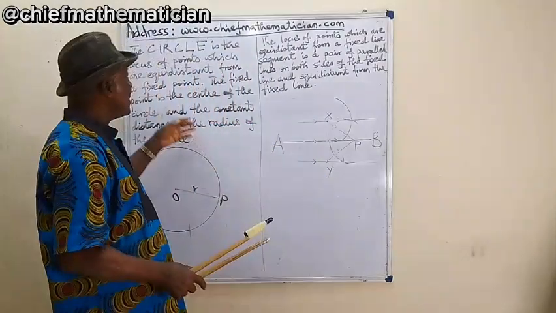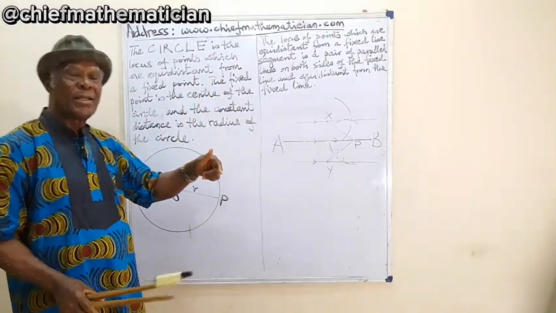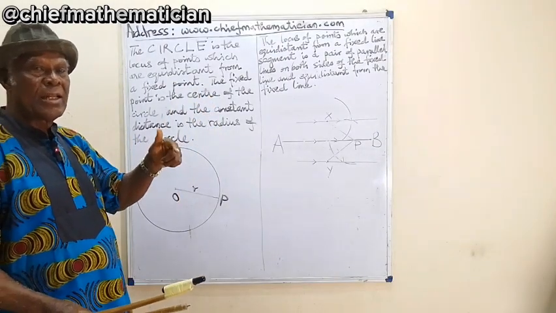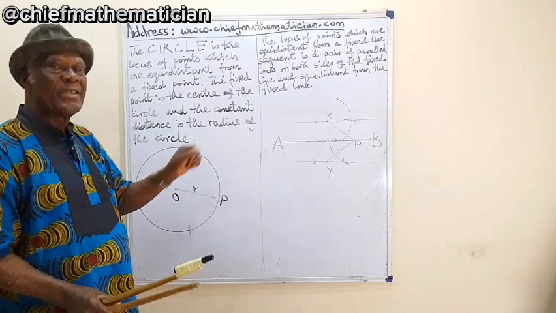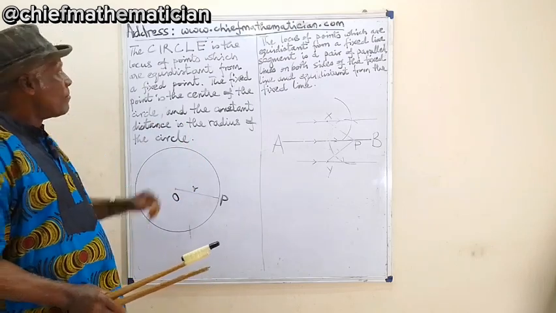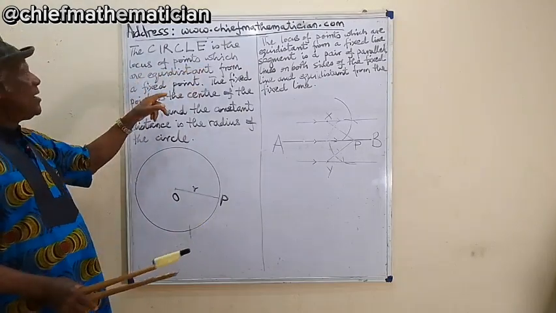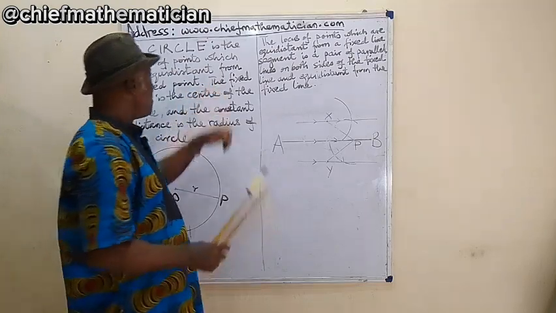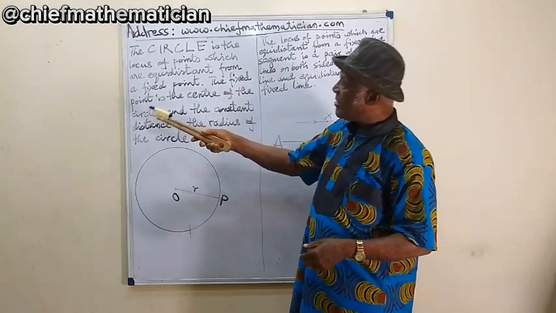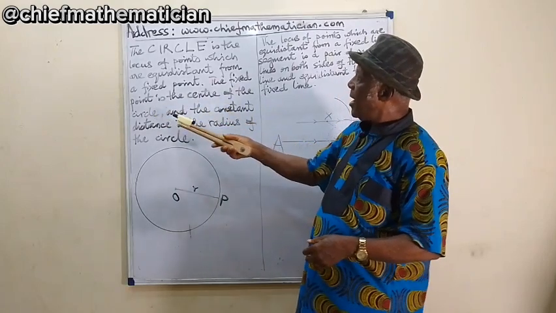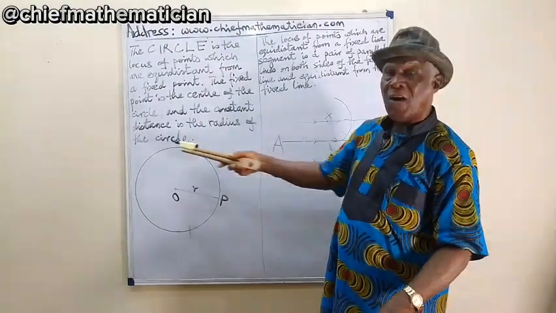The very first one is the circle. It is interesting to note that the circle is the locus of points which are equidistant from a fixed point. The fixed point is the center of the circle, and the constant distance is the radius of the circle.